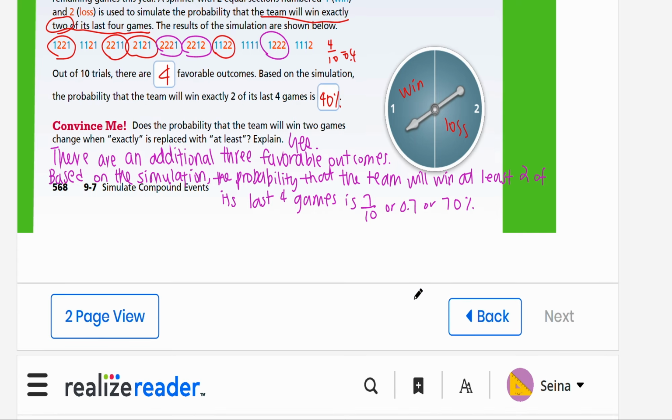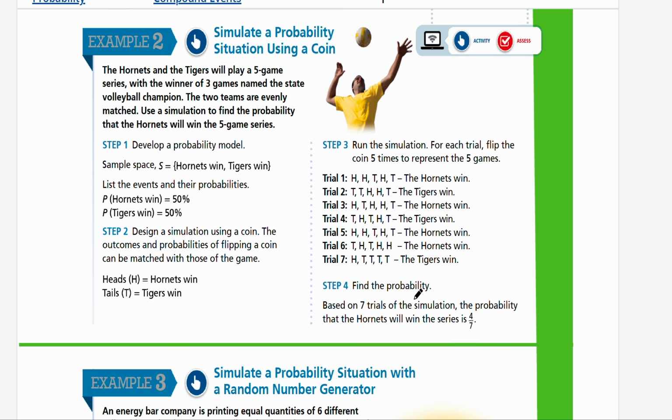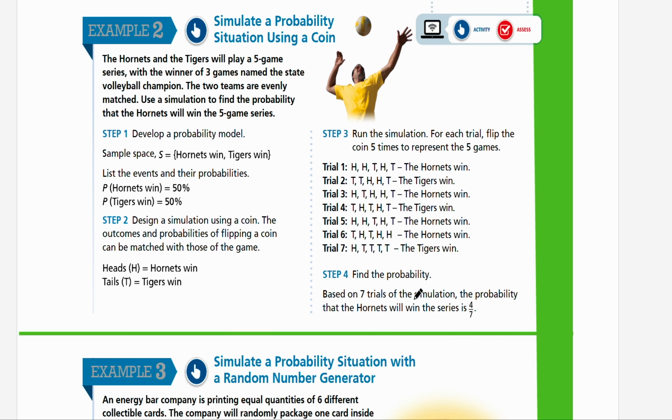Okay, let's look at example 2. Simulate a probability situation using a coin. So the Hornets and the Tigers will play a 5-game series, with the winner of 3 games named the state volleyball champion. The 2 teams are evenly matched. Use a simulation to find the probability that the Hornets will win the 5-game series. So there are 2 possible outcomes, winning or not winning, right? So we can use the coin.